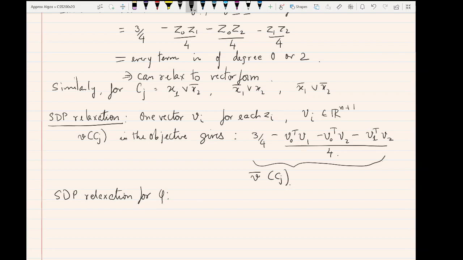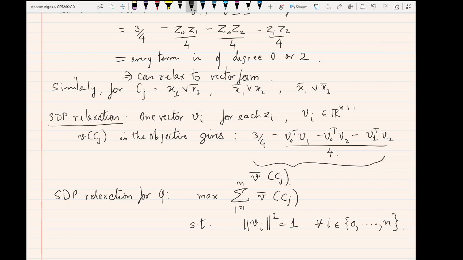So for phi, the objective looks like you want to maximize summation j is equal to 1 to m v bar of cj, such that now all the vectors are supposed to be plus or minus 1. So you should just have, for all i, this includes the v0 vector all the way up to n. So this is the SDP relaxation for a given max 2-SAT formula.